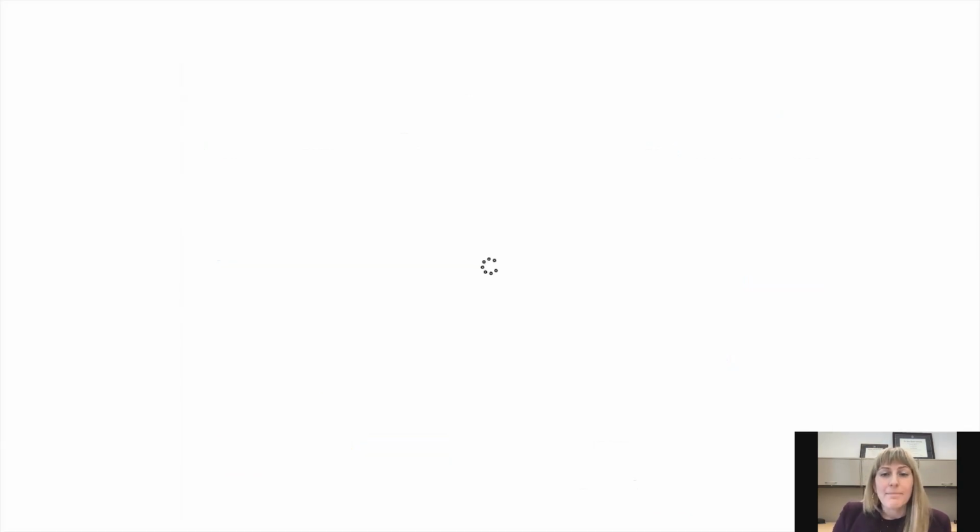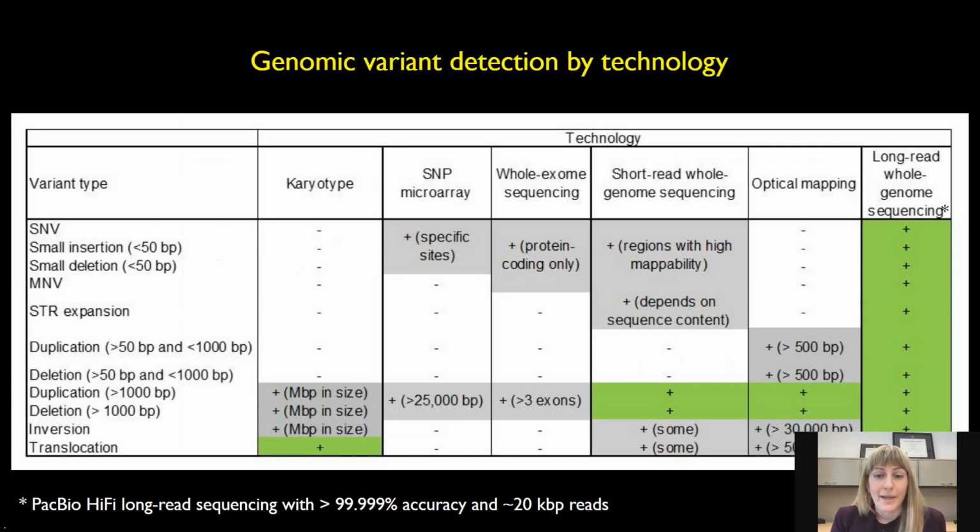Now, over the years, many genomic technologies have come online, and each of them is really good at doing certain things. And so I'm showing you here a table that summarizes what these technologies can do. And what I hope you can appreciate is that on the far right, long-read whole genome sequencing is able to do many of the different detections for these variant classes. I want to make a point here that throughout the remainder of my talk, when I refer to long-read sequencing, I'm referring to PacBio HiFi long-read sequencing with high accuracy and approximately 20 kilobase pair reads.